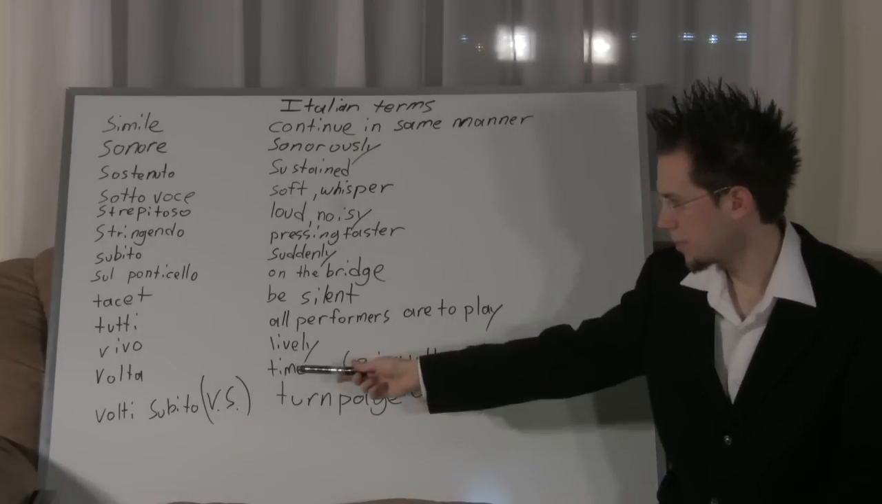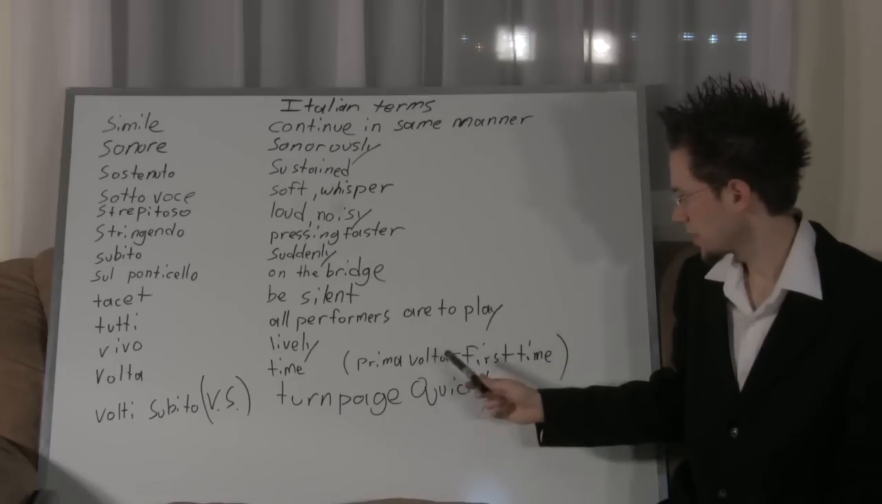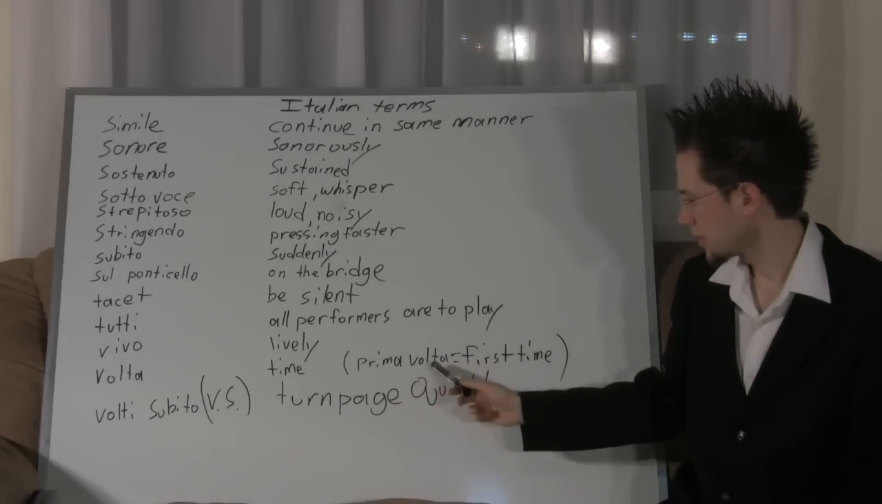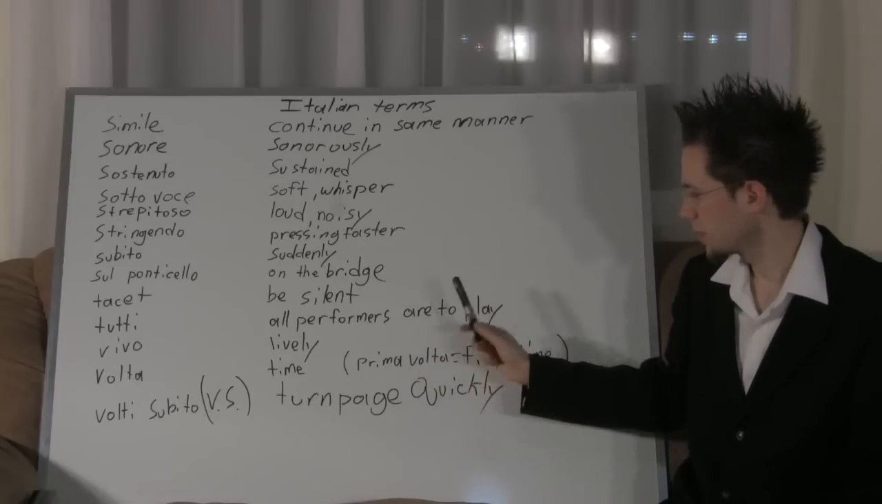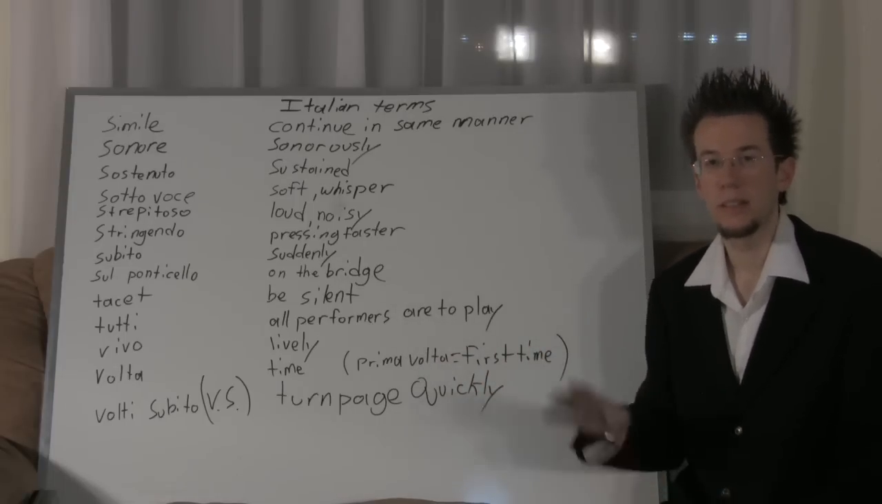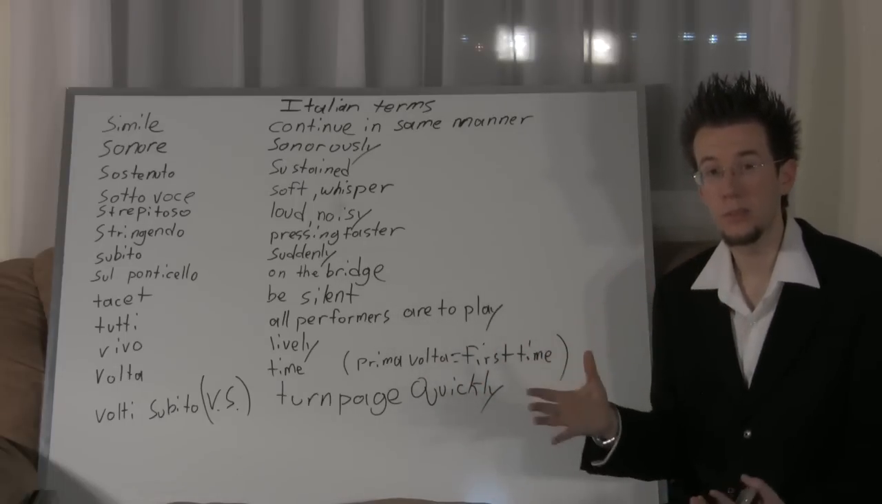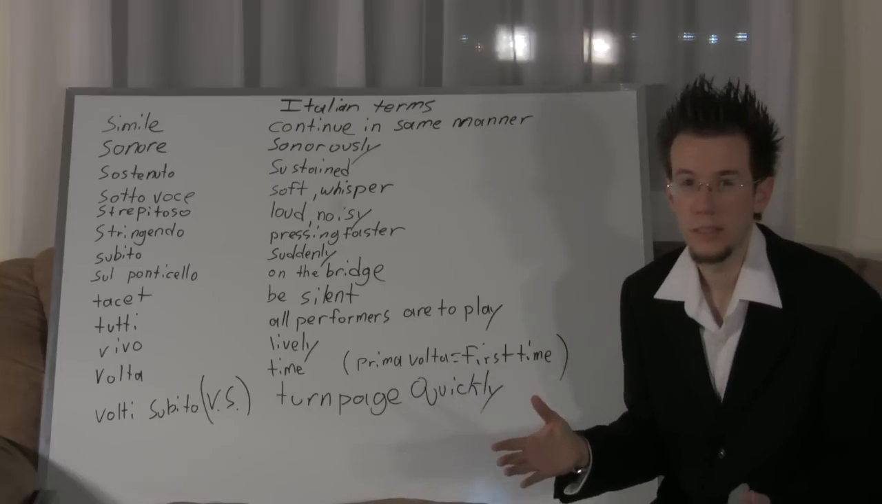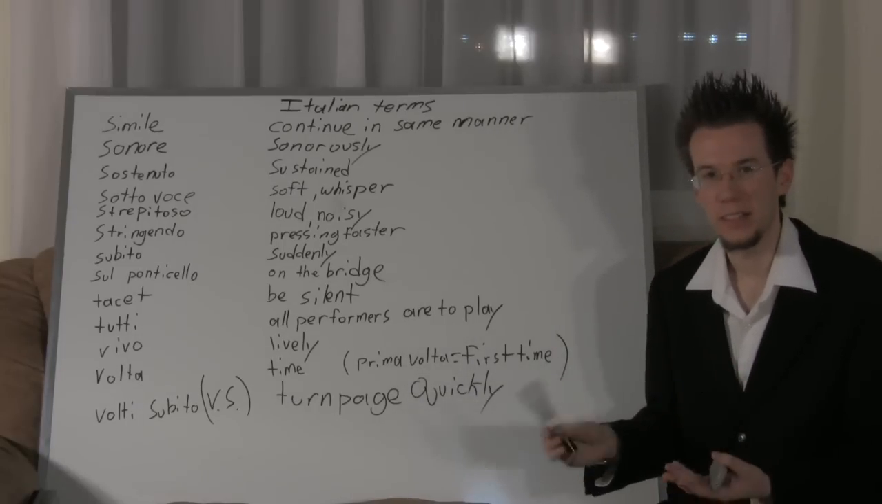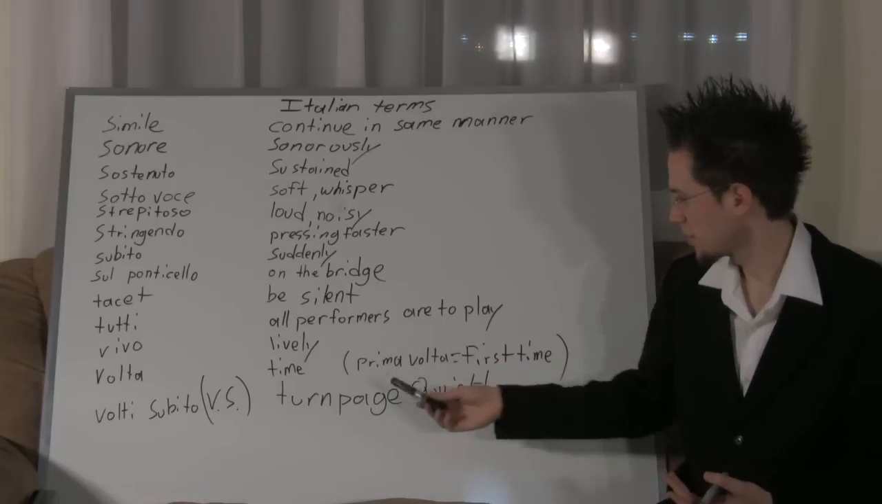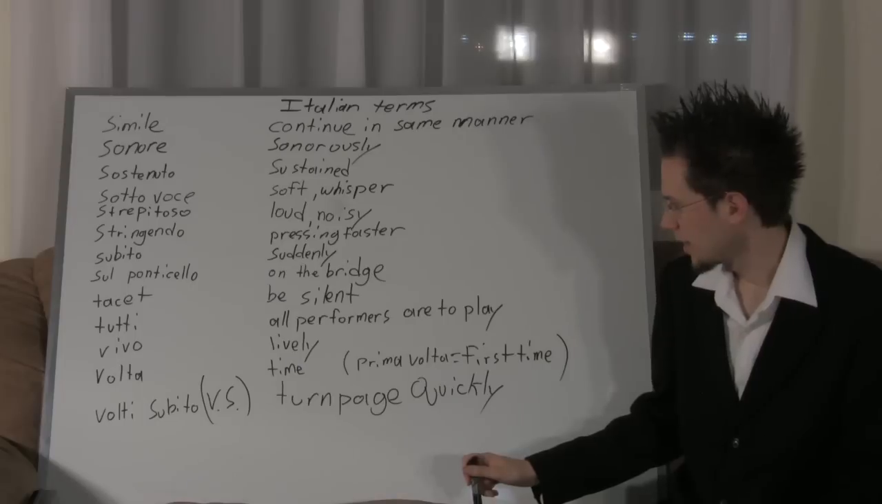Volta means time, but it's usually used in conjunction with another thing. So like prima volta would mean first time, and seconda volta would be second time, and so you could be switching back and forth between two different metronome speeds. So, you know, two different metronome speeds basically.